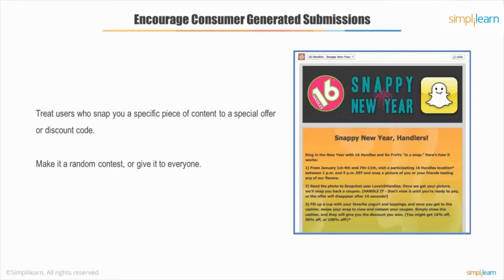Encouraging those consumer generated submissions can be an excellent way to tease people with potential without necessarily costing yourself a fortune. So, for example, 16 Handles, which is a froyo shop in New York City, ran a campaign where, during certain dates and certain hours, if you snapped a picture of you or your friends tasting the flavors, because there are free tastes in there, and literally sent the snap of it to Love 16 Handles, their account, when they got the picture, they'd snap back a coupon.